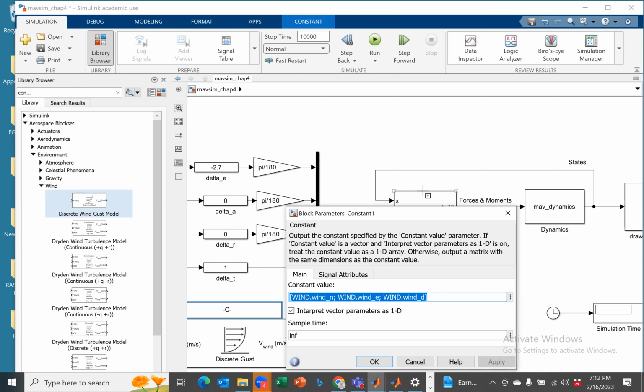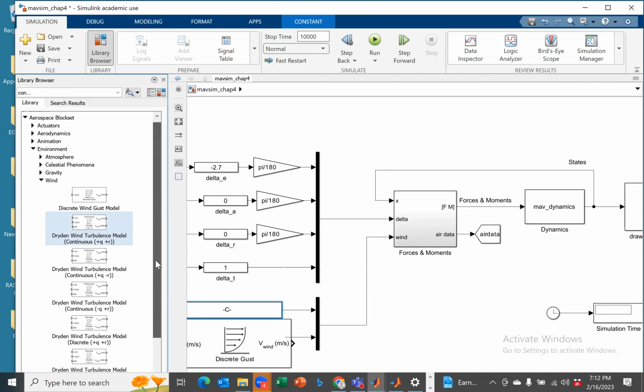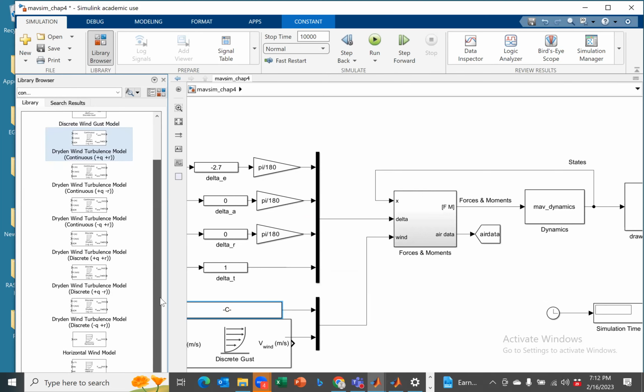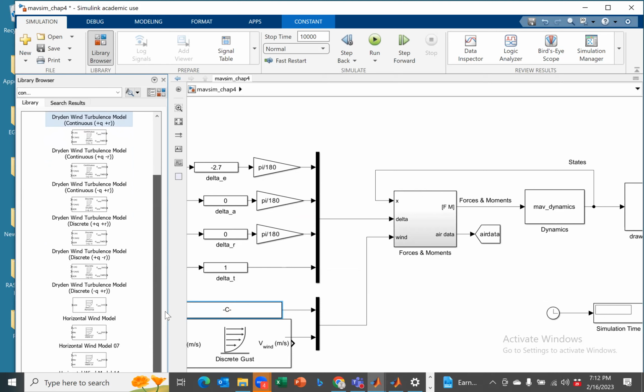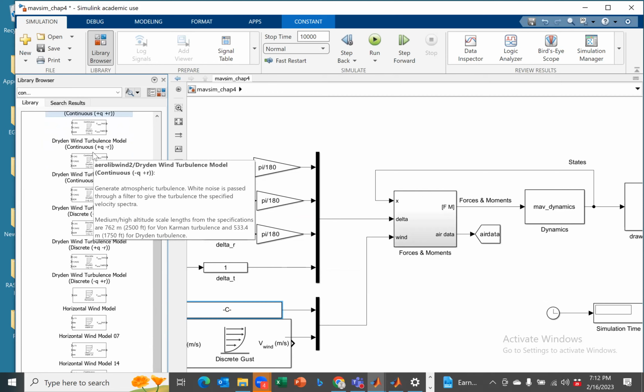So the other way to do that is there is another wind model that gives you turbulence. So you can use an appropriate wind model and then feed that data to this.